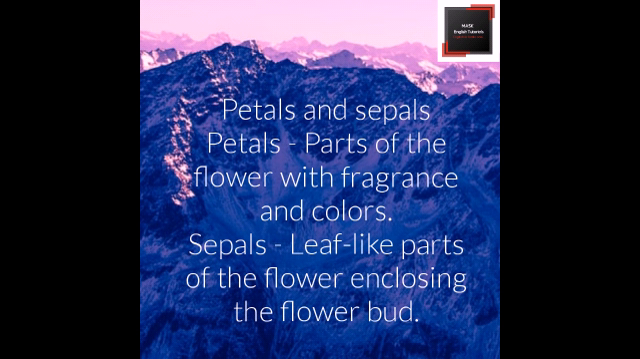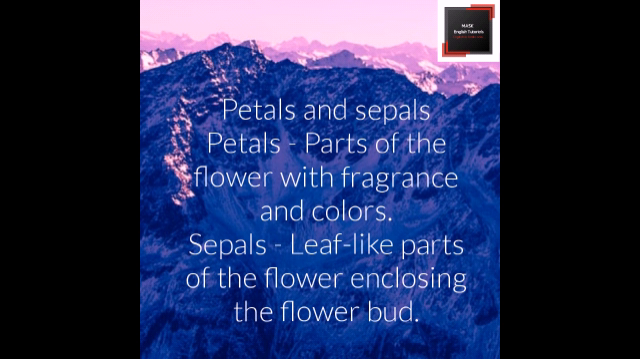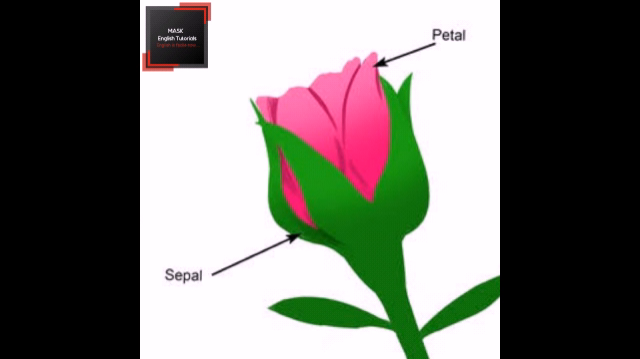Fourth, differences between petals and sepals. Petals. Petals are the parts of the flower which have fragrance and colors to attract birds and insects for pollination. Sepals. Sepals are the leaf-like parts of the flower that enclose the flower bud and are located at the lower part of a flower.